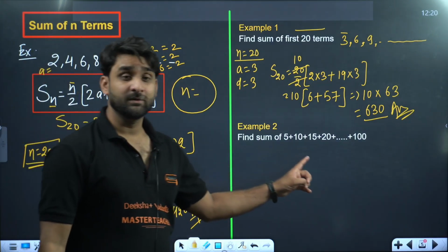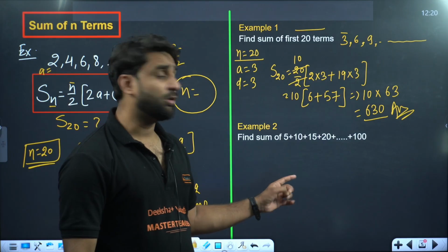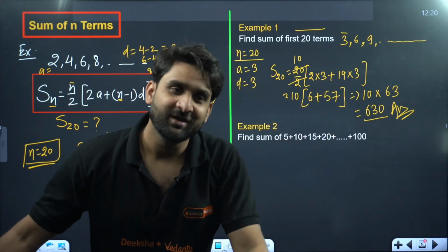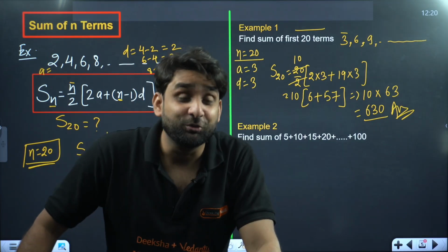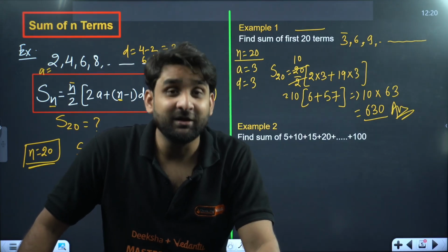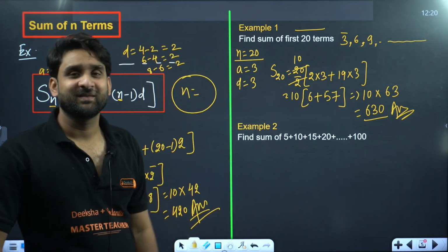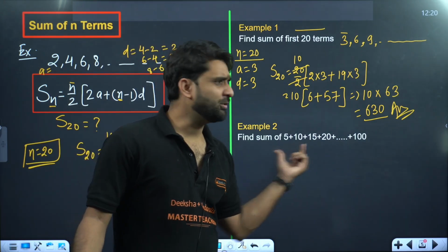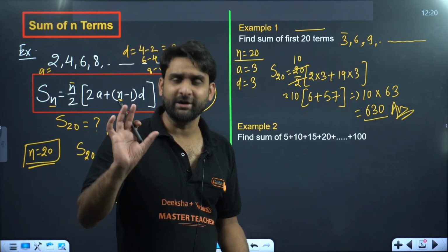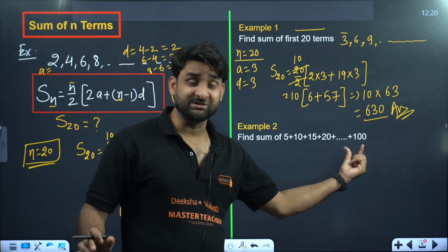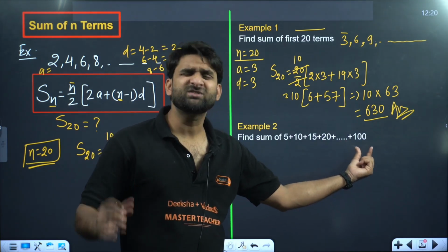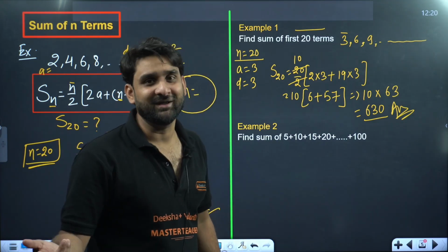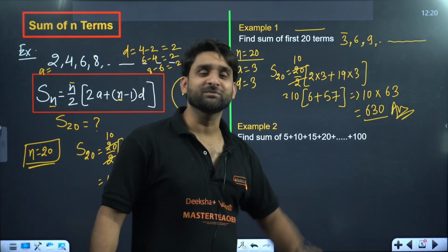But here the question is directly asking what will be the sum of this complete AP, and the last term is given to you. And my dear champion, the position of the last term will be the total number of terms. If the position of this 100 is 50th, it indicates that a total of 50 terms are present. Are you getting my point? If the position of 100 is, just imagine, 30th, it means that a total of 30 terms are present.